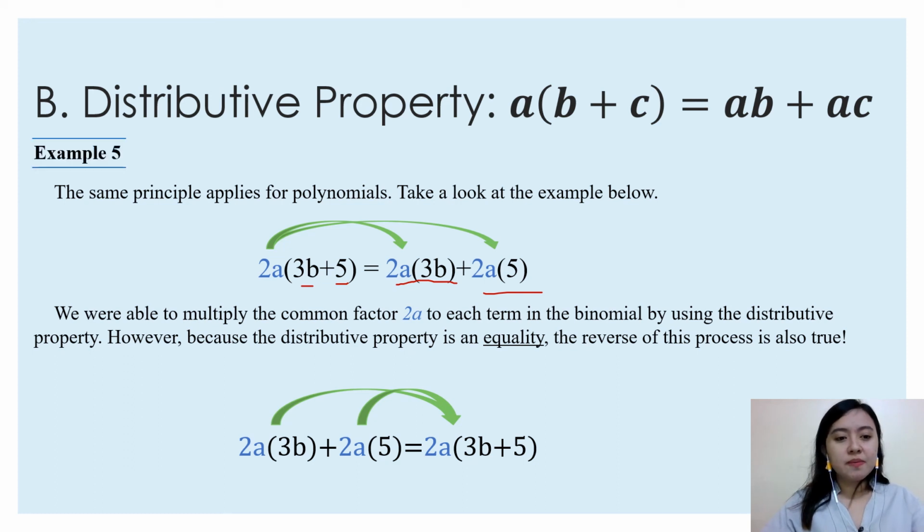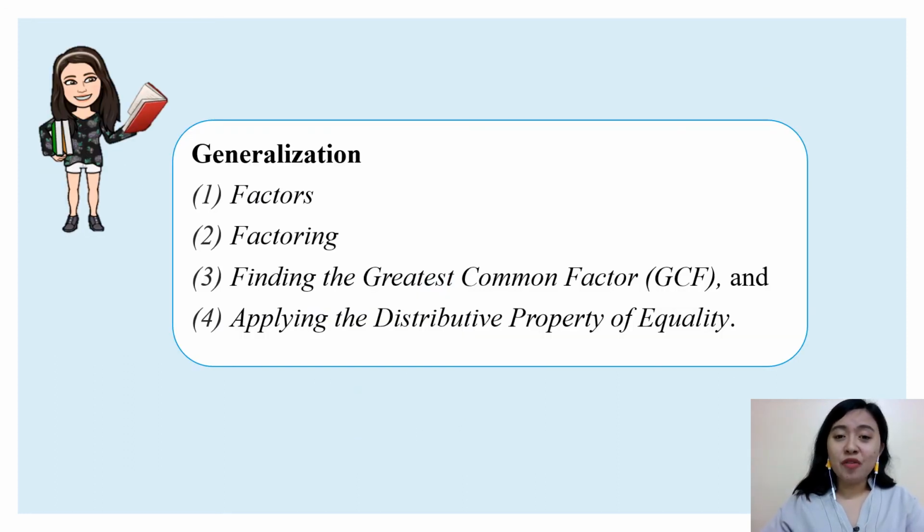Now to recap, you have learned today what are factors, what is factoring, finding the greatest common factor, and applying the distributive property of equality. For lesson 2, we will have the common monomial factoring, which will apply finding the greatest common factor and the distributive property. So see you there.